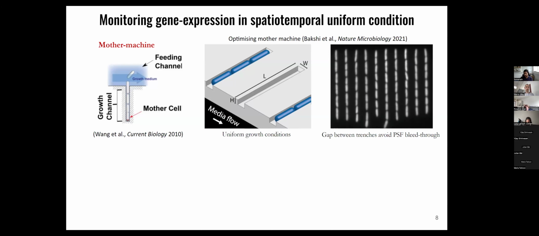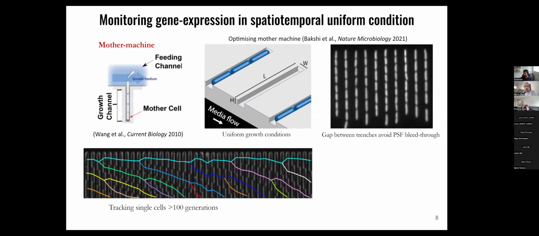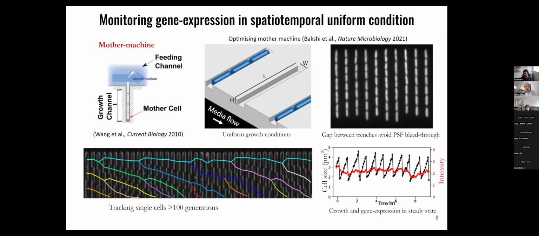So you can truly study the intrinsic heterogeneity, and you can study cells for a really long time to quantify the physiological dynamics of individual cells. We did a lot of optimization of this device in our recent paper, where we could eliminate any food competition within the trench, and also ensure that the gaps between the trenches were optimized so there is no diffraction bleed-through, so that we can reliably quantify the intensity of individual cells. With this device, you can track cells for more than 100 generations, quantify various properties across lineages and within lineages. And from individual lineages, you can quantify the cell size and gene expression dynamics over time under spatiotemporally uniform conditions.